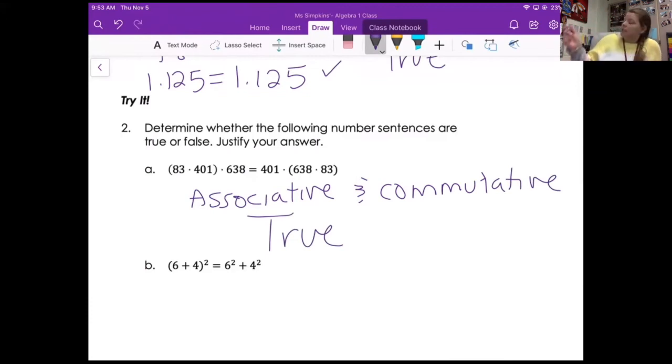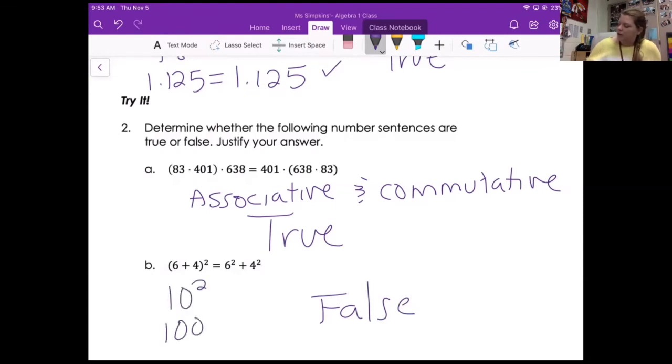Letter B is false. And the reason why is the left side, if we were to simplify that, would be 6 plus 4, which is 10. 10 squared is 100. And then the second one, 6 squared is 36, plus 4 squared is 16. And if we add those, it's 52. And those do not equal each other. So I would say that that one is false.